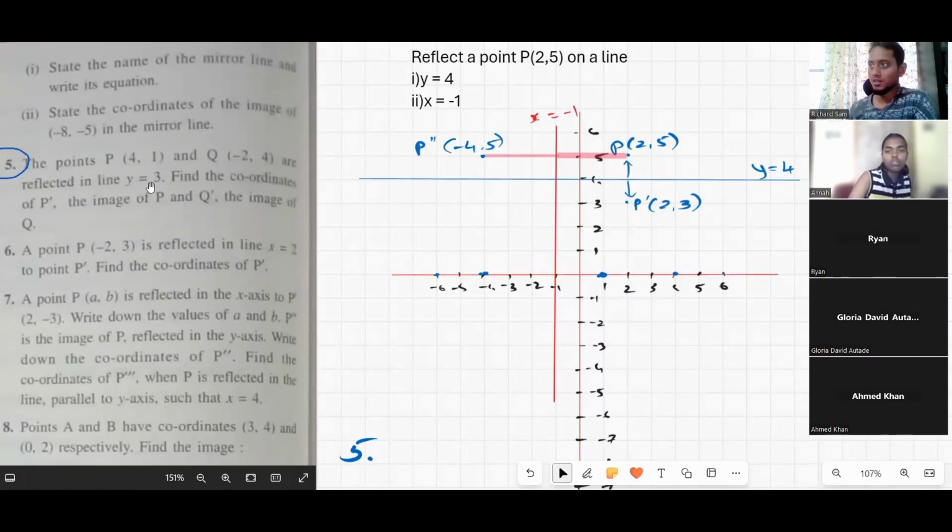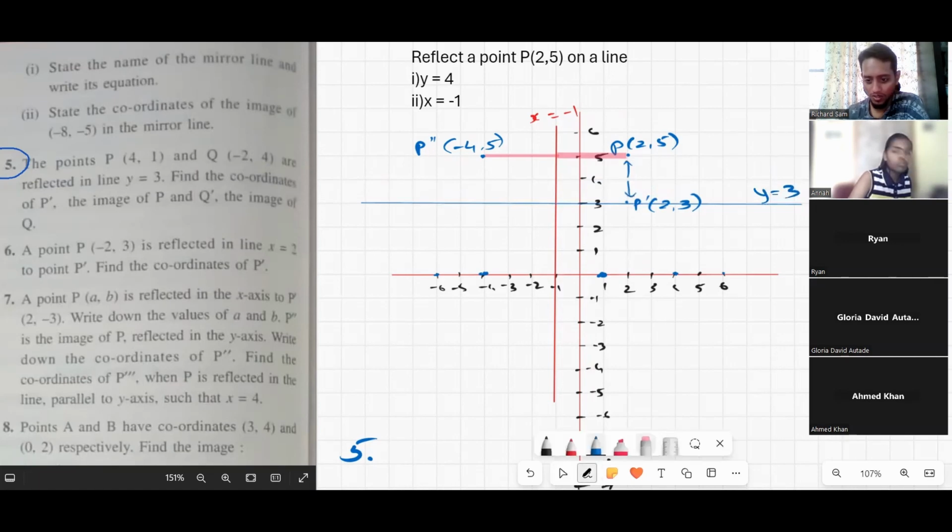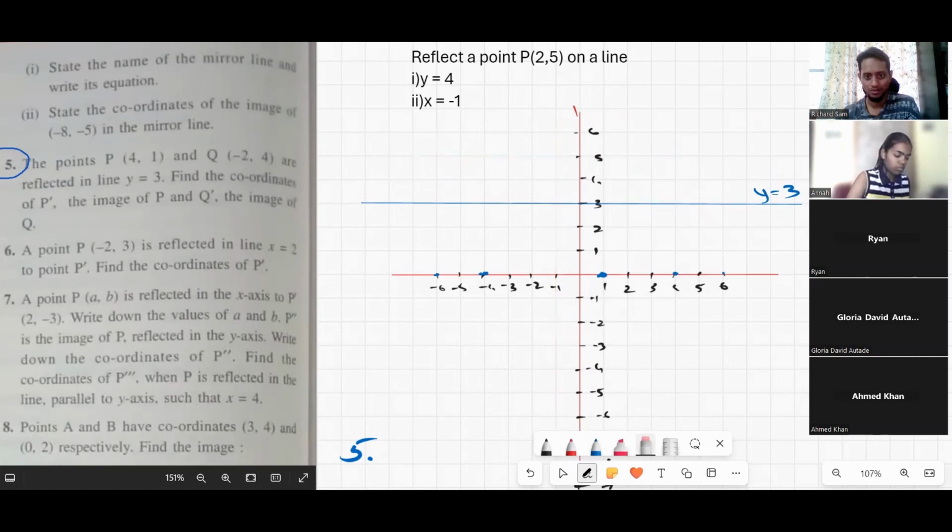4, 5? Okay, now I have to work it out, right? So y = 3 will be here, correct? And the point, let me just remove all of these. Point P (4, 1), that's 4, 1 here, right? So that will be over here, correct? All right, so the answer is 4, 5.